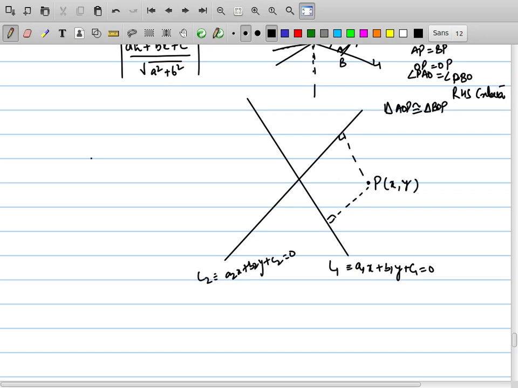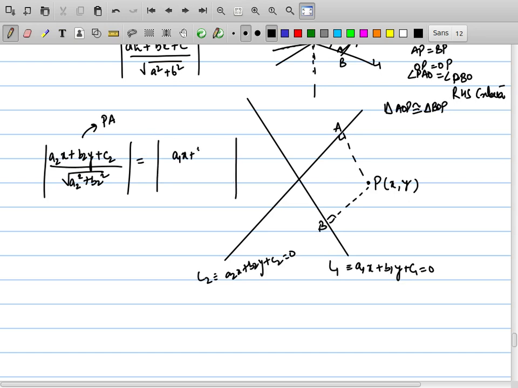Now what we will do, we will find the perpendicular distance |a2x + b2y + c2| divided by √(a2² + b2²), and put the value of (x, y) as x and y itself. Now this distance should be equal to this perpendicular distance. Let's say this is A, this is B. This is representing PA. Now what would be PB? |a1x + b1y + c1| upon √(a1² + b1²), and we have put the value of x and y as x and y itself, arbitrary points.